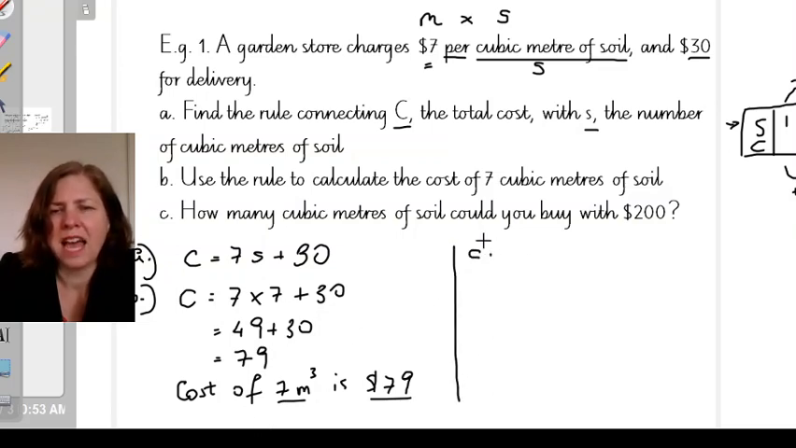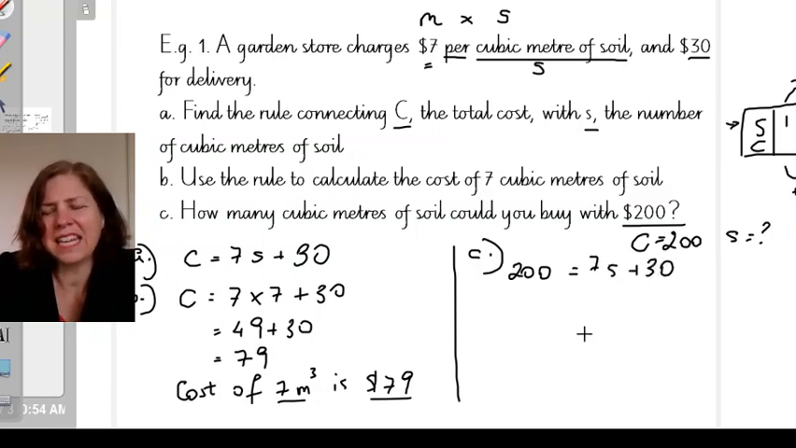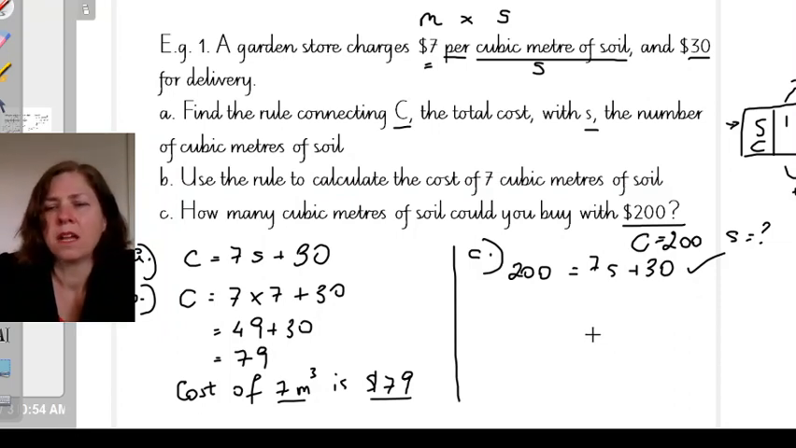Okay, part C. How many cubic meters of soil could you buy with $200? So now I know that my cost is going to be 200 and it's S that I'm looking for. So I put that into my equation, this equation over here. 200 equals 7S plus 30. And please note that in this question, you've probably got a mark already just for writing that down. Even if you haven't solved it, by putting that into your equation, you've got your mark.